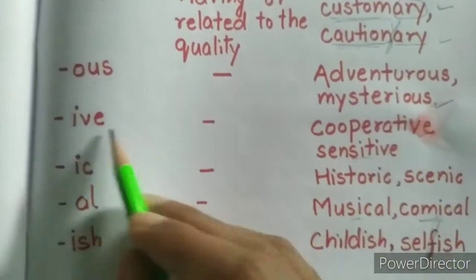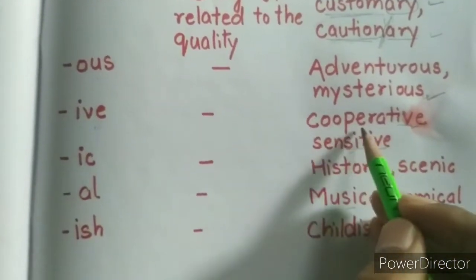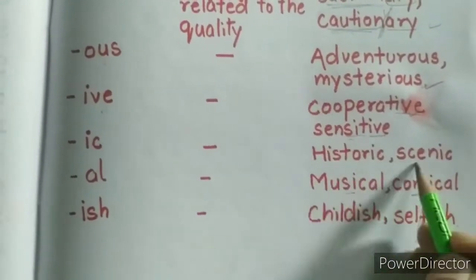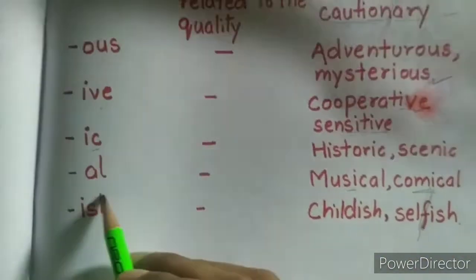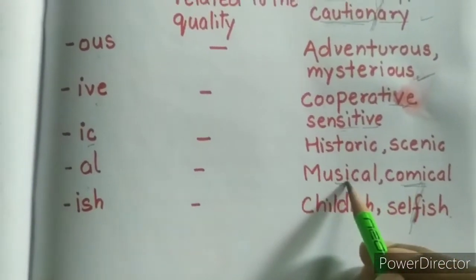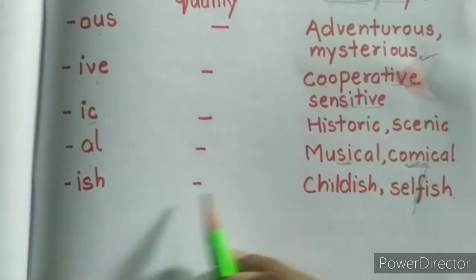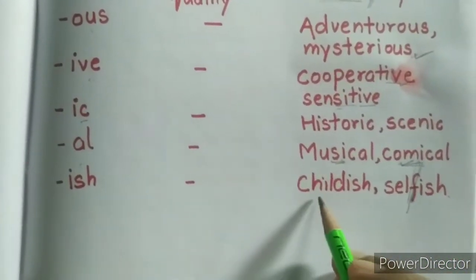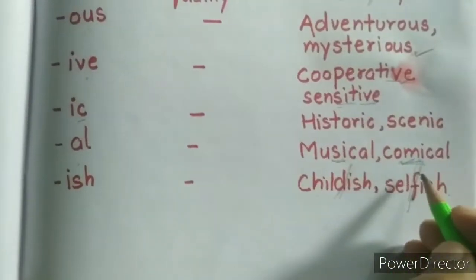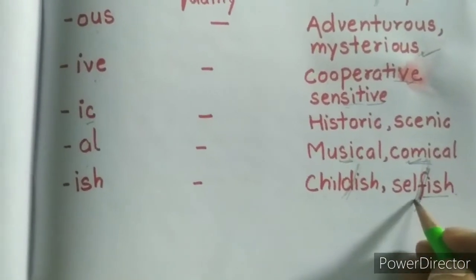Then cooperative, ive: cooperative and sensitive. A person who is cooperative wants to help others. The same way sensitive. Then historic, scenic with the suffix ic, then al: musical and comical, related to music, related to something that is funny. Ish: childish and selfish. A person who acts like a child is called childish. The same way selfish, a person who thinks about himself only is called selfish, right?